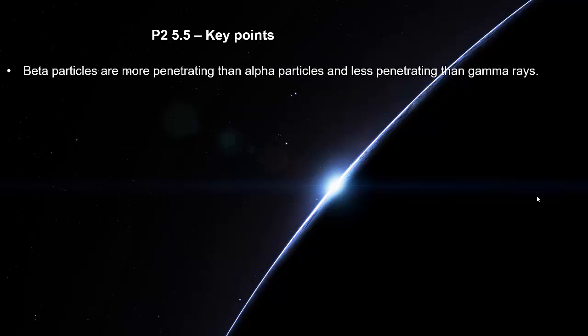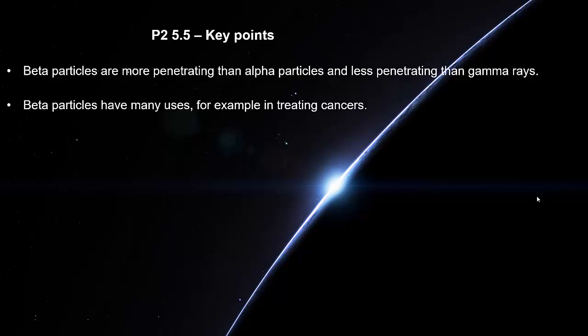Beta particles are more penetrating than alpha particles and less penetrating than gamma rays. Beta particles have many uses, for example in treating cancers. Gamma rays are used, for example, as tracers in medicine.